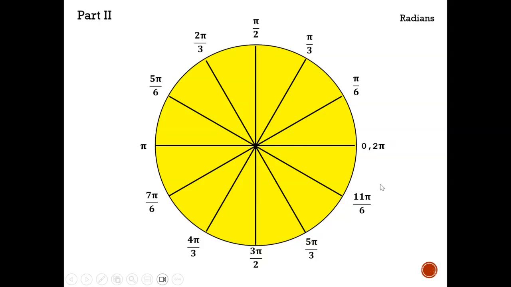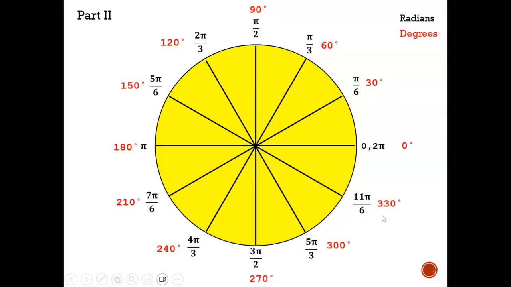Okay. Now comes the degrees. For the degrees, we're going to count by 30. We're going to start with 0 and then 30, and then we just keep adding 30 every single time. So 30, 60, 90, 120, 150, 180, 210, 240, 270, 300, 330, and 360. I'm done with the radians and degrees.